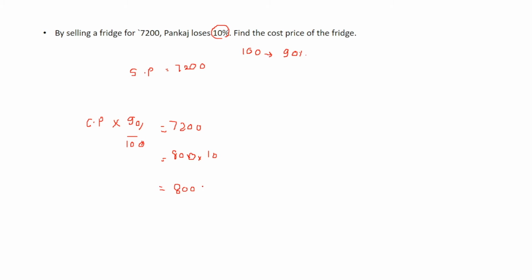So 8000 was the cost price, but because he is selling it at how much percent loss? 10% loss. Because of that he is selling that thing at what price? 7200. Okay, simple questions. Let's move towards the next question.